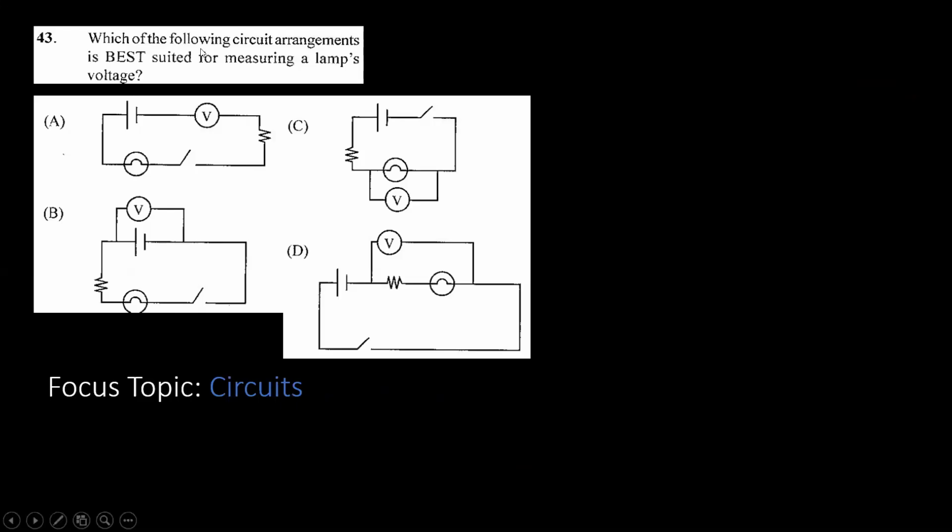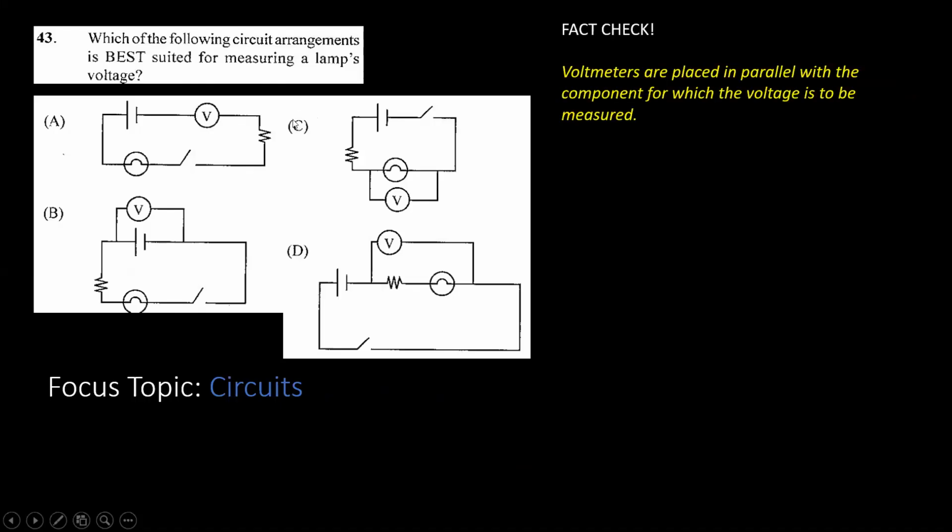All right, which of the following circuit arrangements is best suited for measuring a lamp's voltage? Now, when we want to measure the voltage, we place the voltmeter in parallel to the component that we want to get the voltage for. So in A, the voltmeter is in series. In B, it is in parallel but not with the lamp. In C, it is in parallel with the lamp, and so the answer should be C.